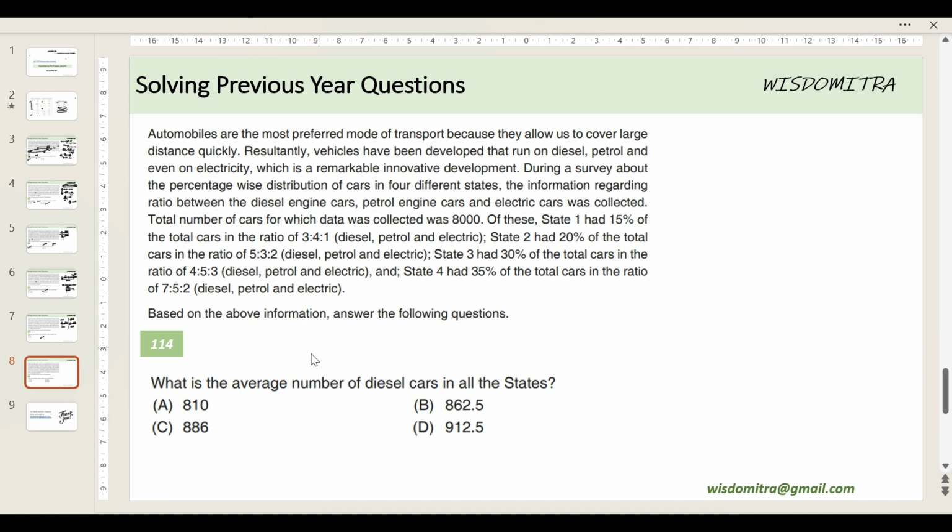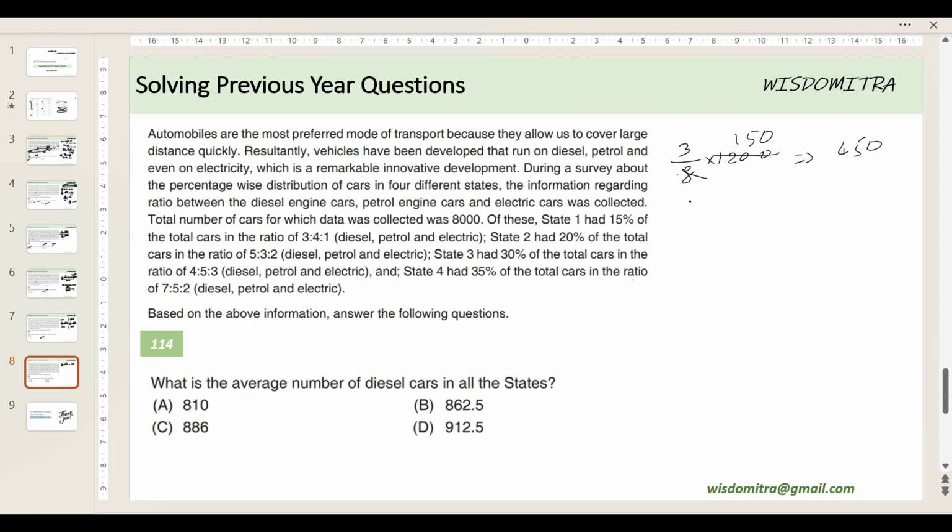Based on the above information on the number of cars, all states. So diesel cars in all states, we have to find the average. We need to again go back to one by one diesel cars. Right. So 3 upon 8 of 1200, because state 1 had 1200 cars, which is nothing but 450. We saw that, right?